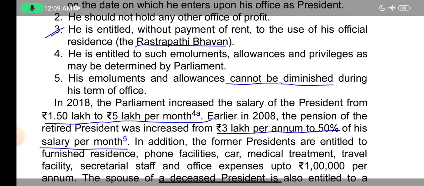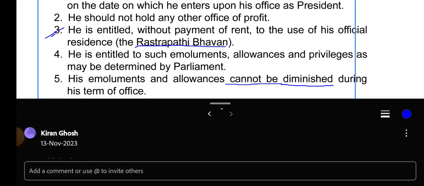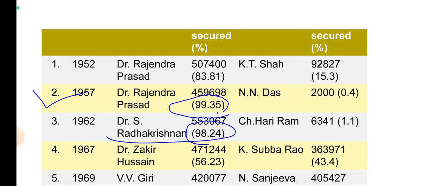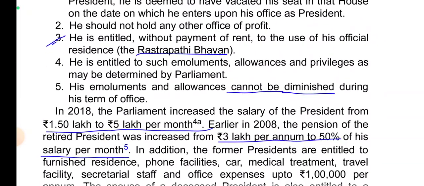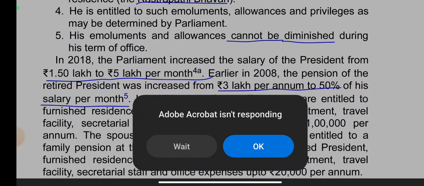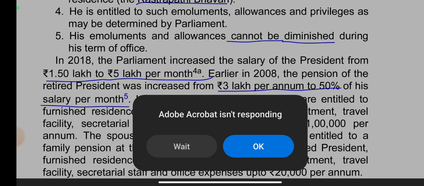He should not hold any other office of profit. He is entitled without payment of rent to the use of his official residence, the Rashtrapati Bhavan. He is entitled to such emoluments, allowances and privileges as may be determined by Parliament.